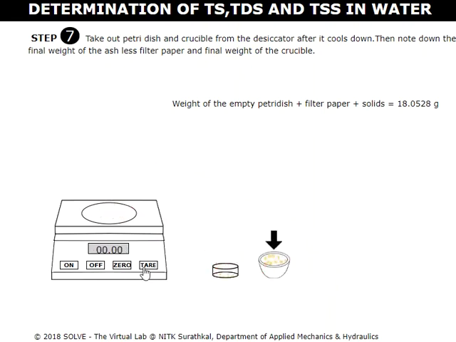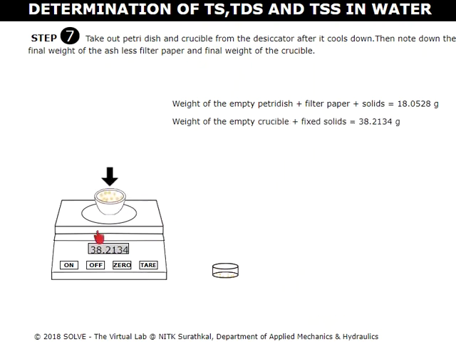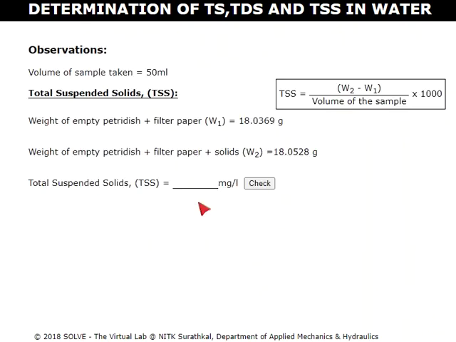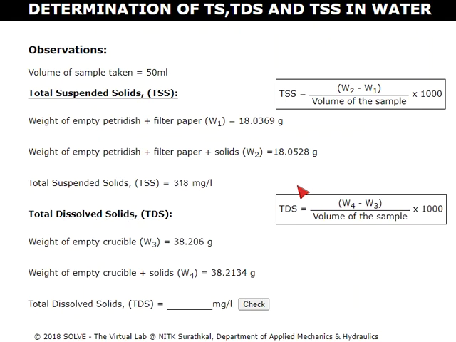Click on the tare to clear the weight. Place the crucible into the weighing machine and note down the weight of the crucible plus fixed solids. These are the observations and the findings of the current simulation. We can calculate total suspended solids using the formula. Enter the calculated value here. Click on check to check the result. Click on the result to find the actual value.